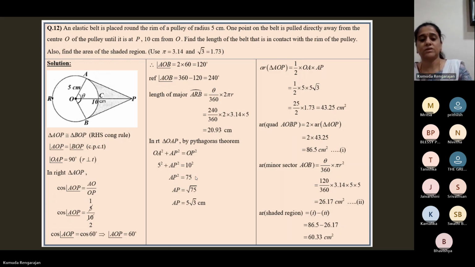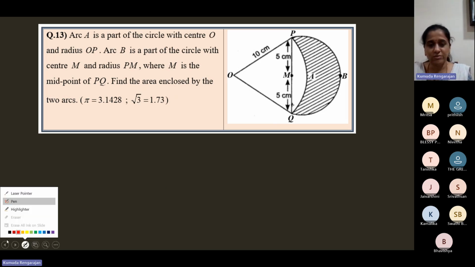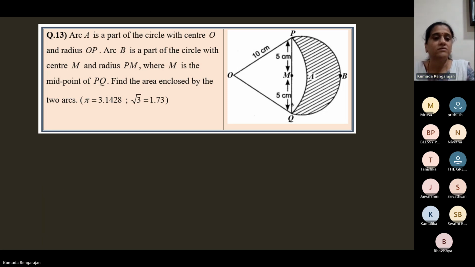Next one. I'll just present the answer. We'll read the question, understand the information given, and then I'll present the answer. You need to help yourself, and then we'll discuss.